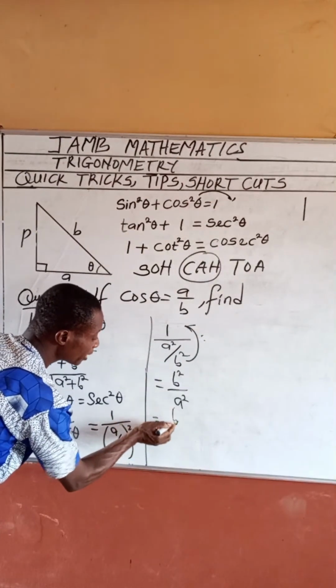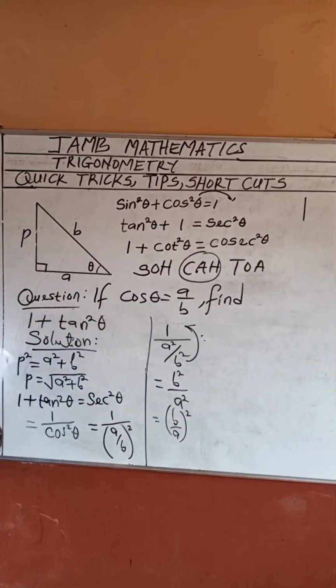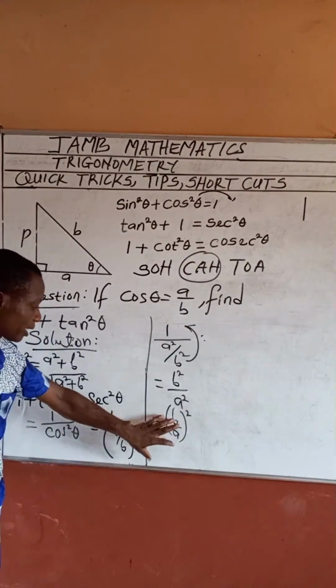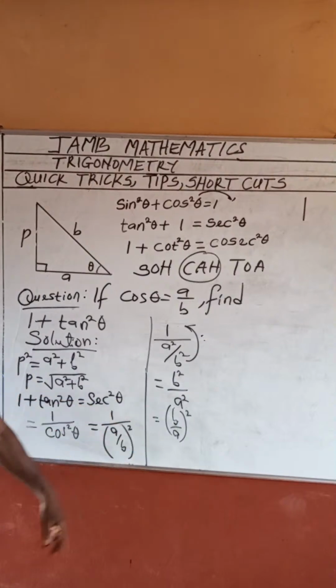Some questions will just make it as b over a. Just factor out this. It can be like this or this way. Any of them is acceptable. All right, so I do hope it is well understood.